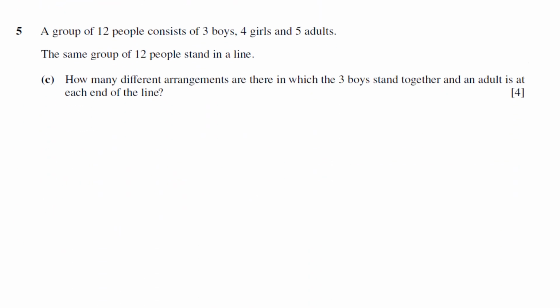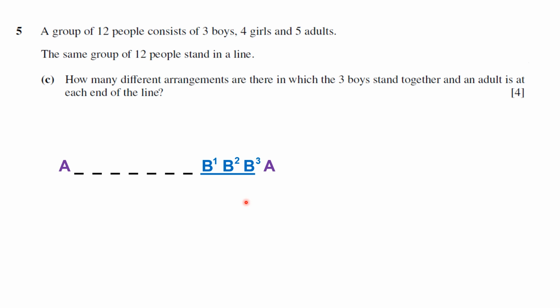Onward to question 5c. It says, how many different arrangements are there in which three boys stand together and an adult is at each end of the line? So our arrangement is going to look something like this, where we have an adult at each end and we have the boys which are together, highlighted in blue.